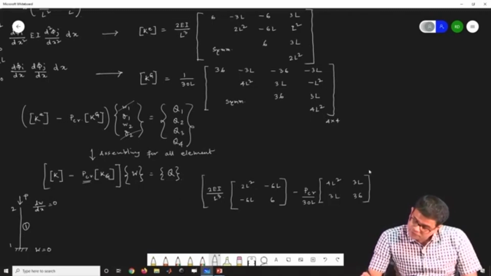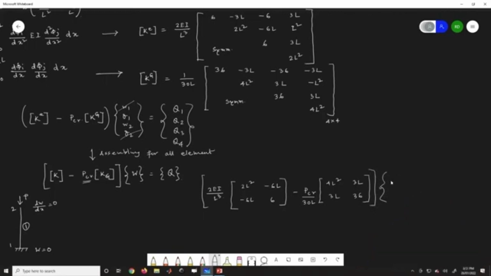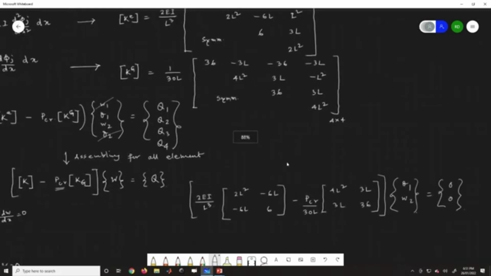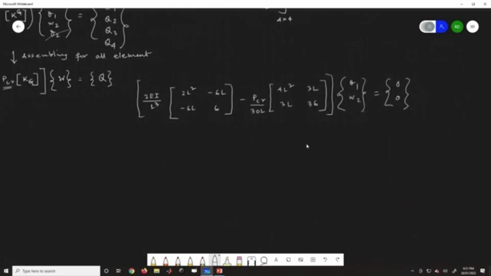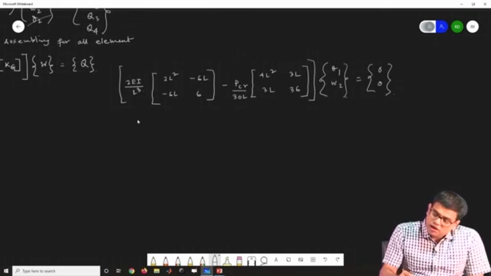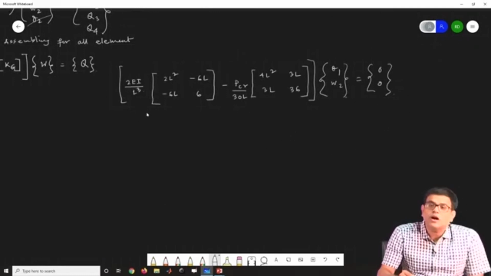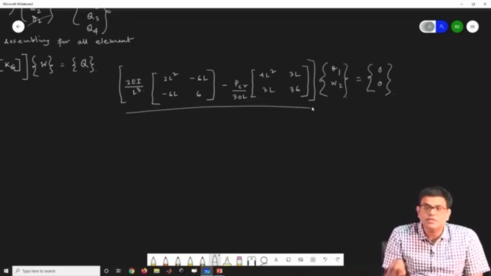This multiplied by theta 1, W2, equals 0, 0. So this is an eigenvalue problem. Now how do we solve this eigenvalue problem? We solve it by taking the determinant of this term equal to 0.